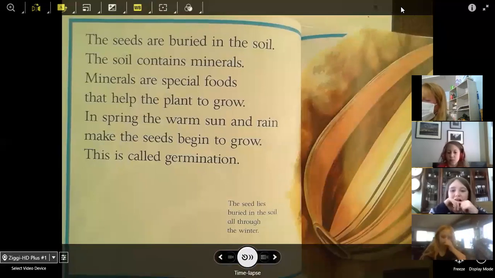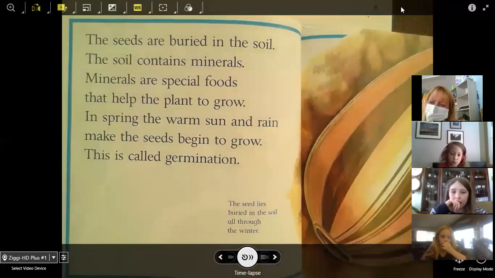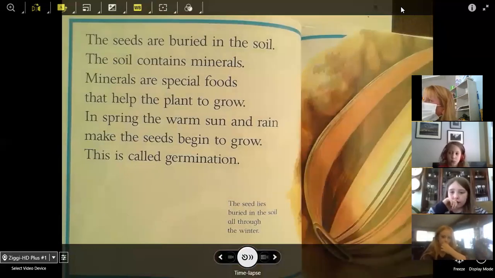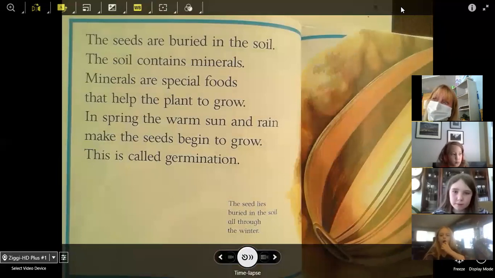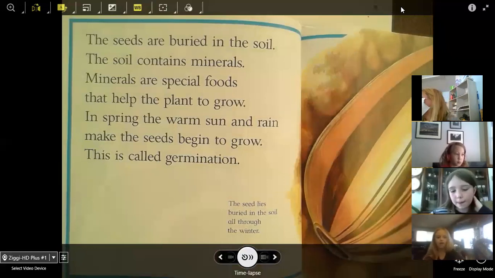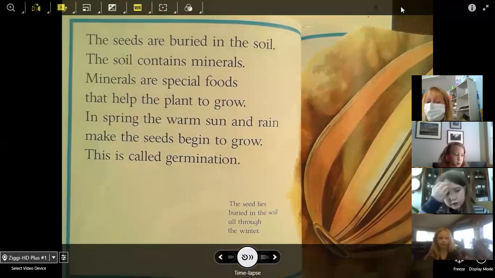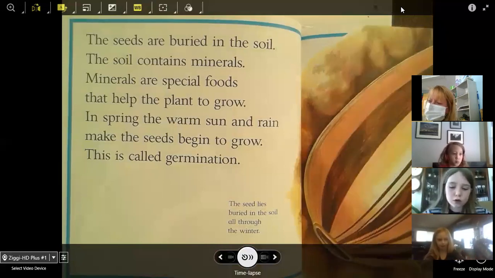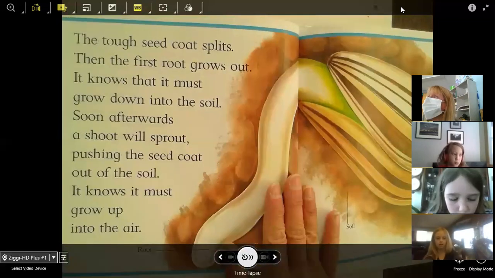The seed lies buried in the soil all through the winter. So what season do we have coming up right now? Winter. It's not here yet. This is technically still fall, but pretty soon it'll be winter, and all these seeds that I'm talking about, Abby, that are getting stuck in my socks, that I see blowing through the air, they're all going to get buried into that soil. They're going to be down there all winter long until spring comes, and then we'll see some germination.